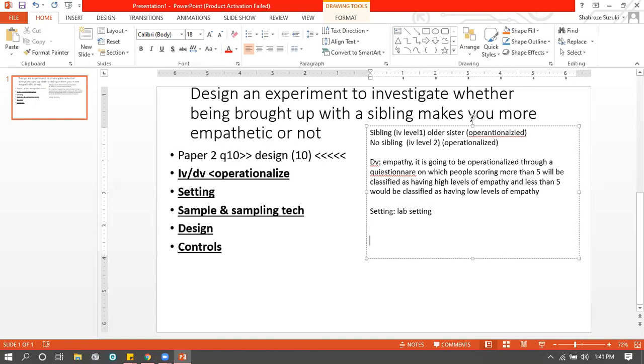All right, now sample. Who are your participants? As in who are your participants and how many? Give me details. How many? Give me details. Sampling technique. How did you get the number: opportunity, volunteer, or random sampling? Out of which one did you choose, and how did you conduct it? So sample. Who is your sample, and how many?